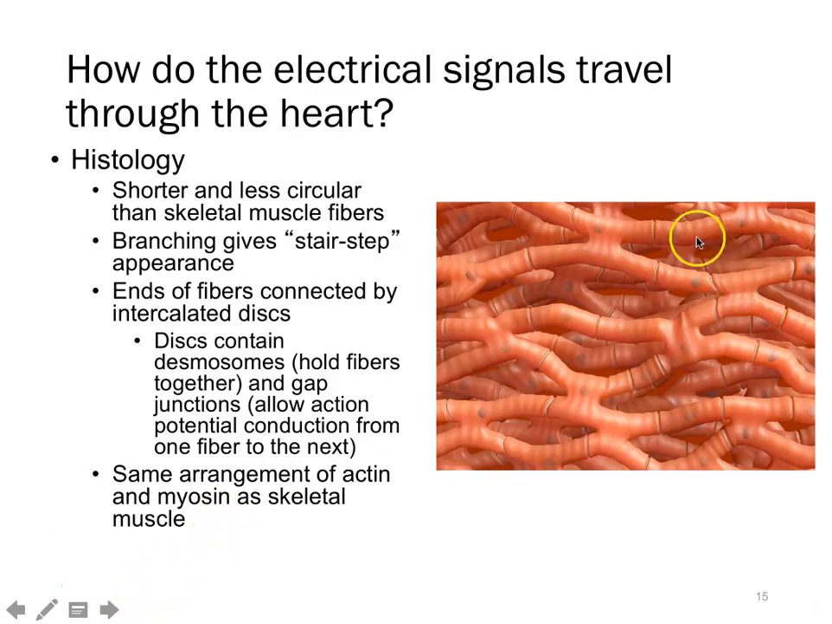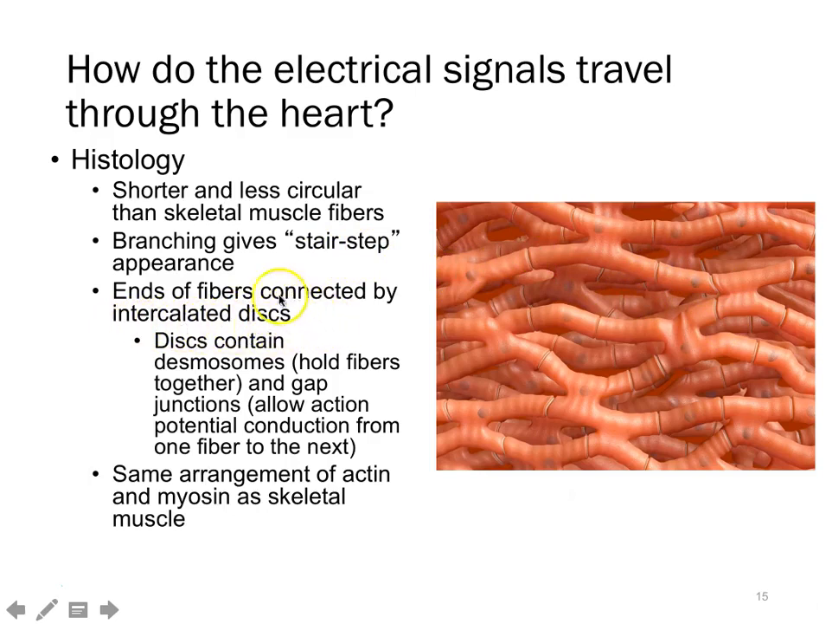All right, so what you're seeing here is sort of a computer-generated mock-up of what heart muscle cells actually look like. So they have this kind of branched pattern, and you see there are these little junctions. So this branching gives them what they call a stair-step appearance. And these junctions are what are known as intercalated discs.